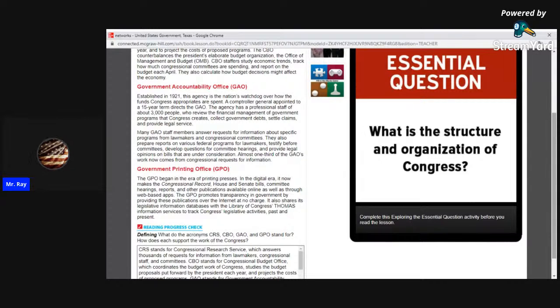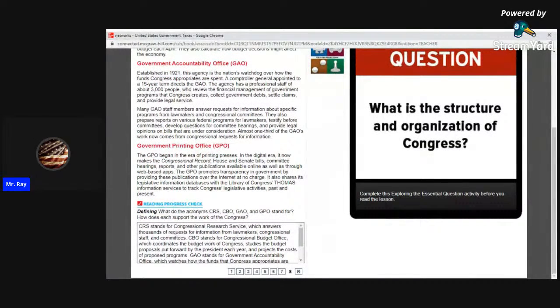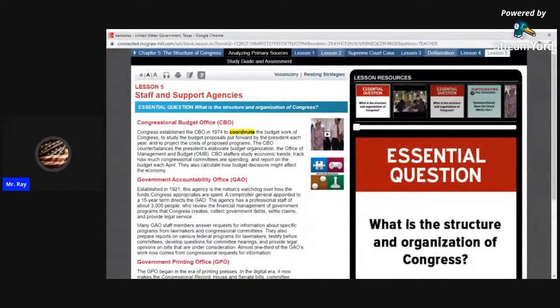And then we have the Government Publishing Office. And back in the day of printing, it would actually print stuff, what happened today in the government. Now we're in the digital age, so it's just called the Congressional Record. And you can go there and get a briefing. It's like a newspaper of the government. This is what is happening in the government, and it shares its legislative information database with the Library of Congress's Thomas Information Service to track Congress's legislative activities, past and present. And its role is to be transparent.